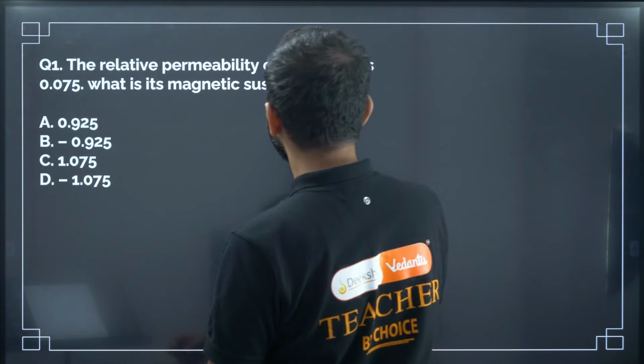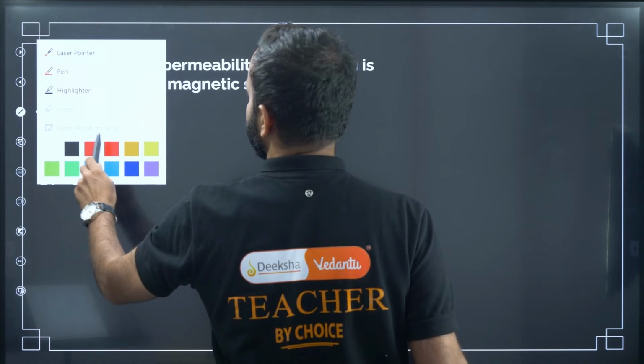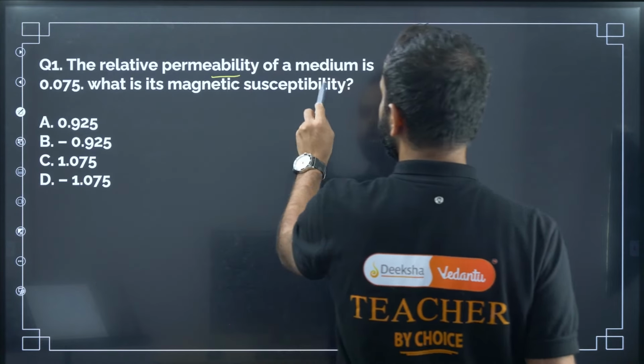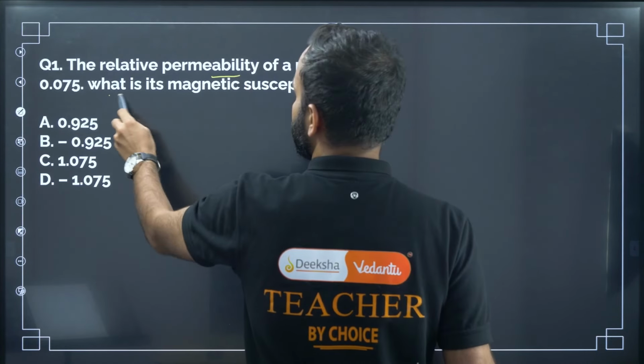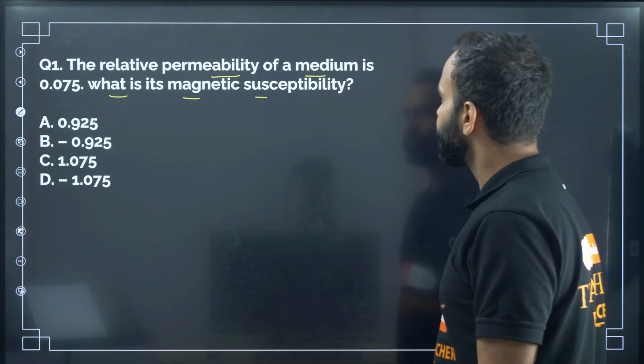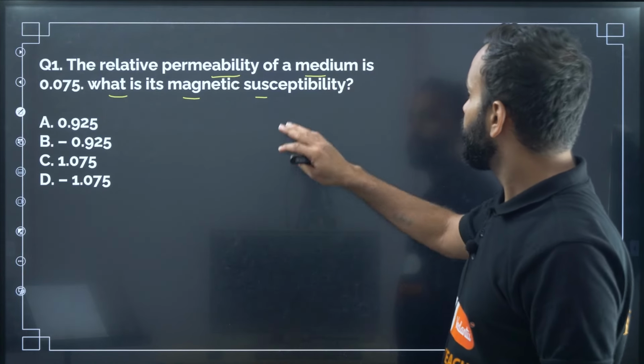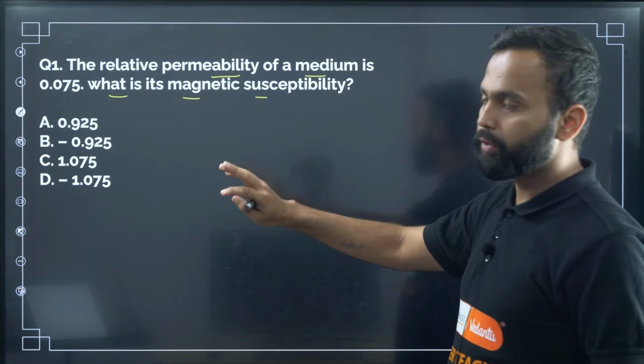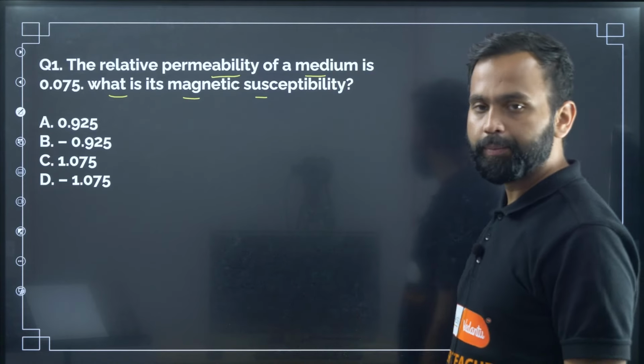Yeah, so let's start. Question number 1. The relative permeability of a medium is 0.075. What is its magnetic susceptibility?